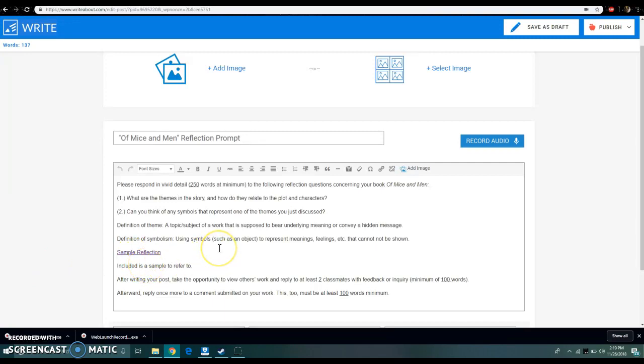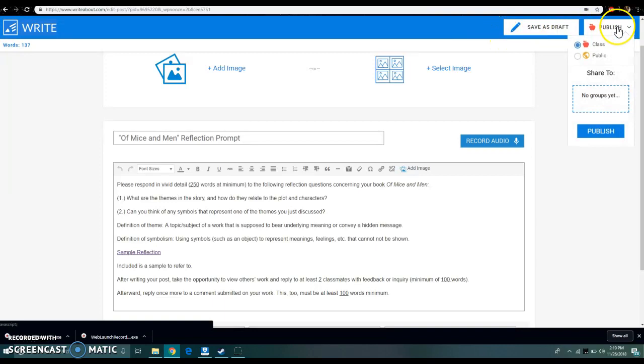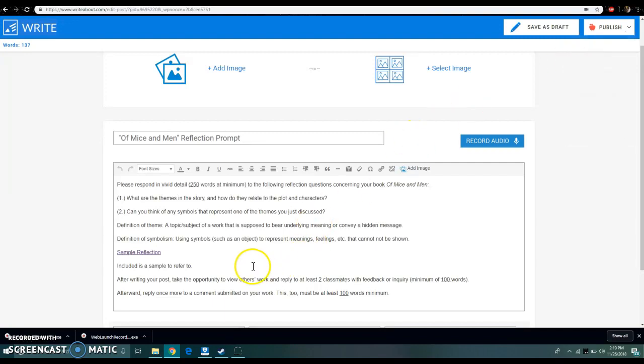After students write their post, they will have the opportunity to see others within the classroom and are required to reply to 2 with feedback. I can even make this post public so that other classrooms outside of our own can communicate with us effectively. After this assignment, they are instructed to reply to a comment submitted on their work.